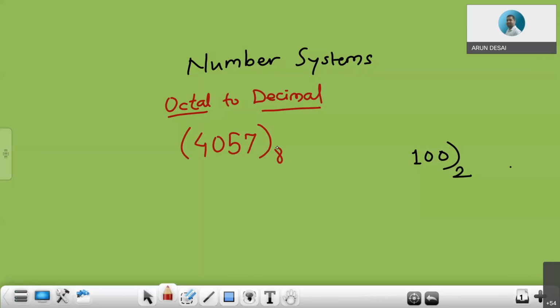Okay, so a number is given on your screen: 4057, and that is an octal number. Convert this number to decimal. Try to convert. How do we need to convert this? Yes, tell me how to convert this.